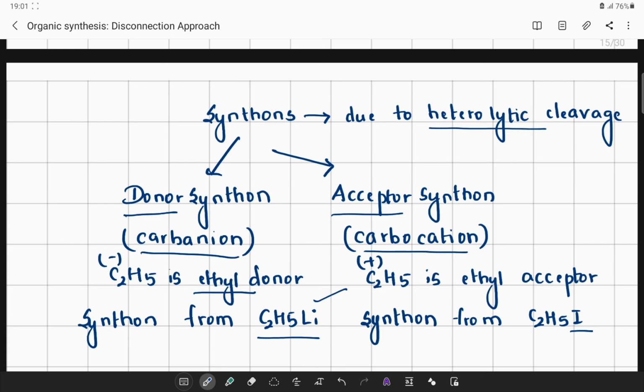In the next discussion, we will be understanding more about disconnection. As of now, this has laid a firm foundation about synthons and synthetic equivalents and how a synthetic equivalent can be renamed as a reagent system.